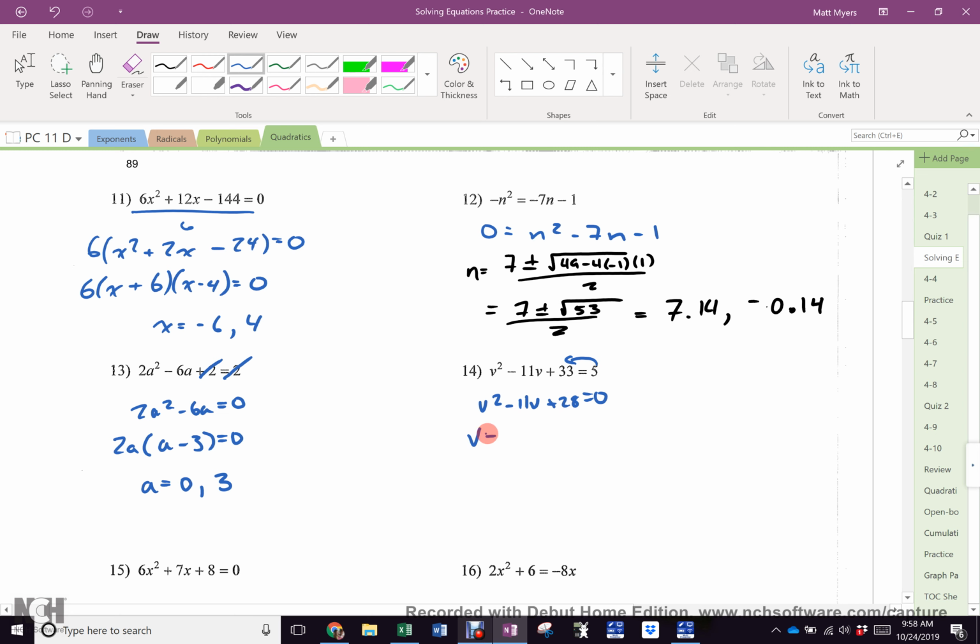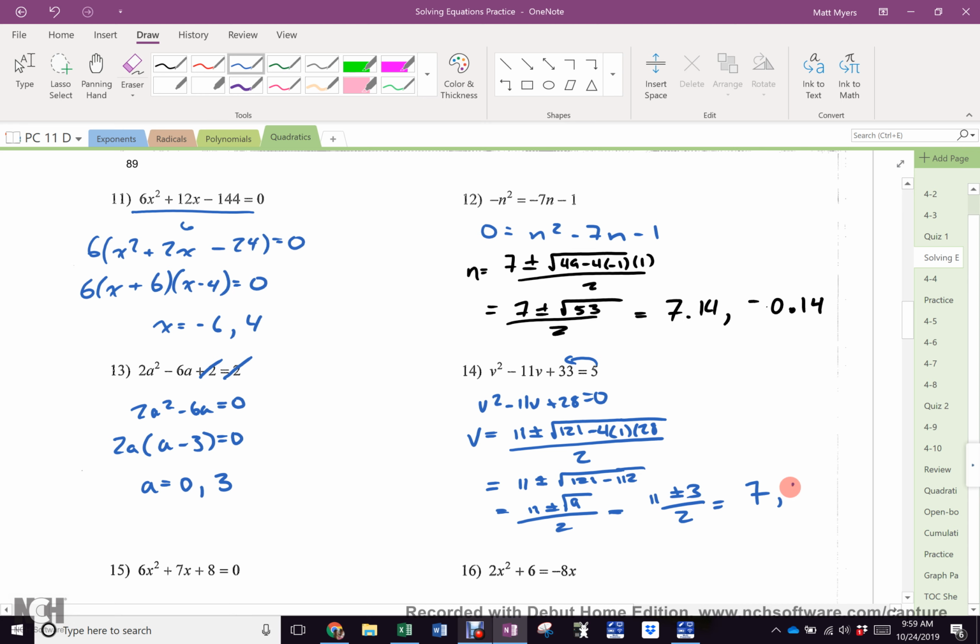V equals 11 plus or minus the root of 121 minus 4 times 1 times 28 over 2. 11 plus or minus 121. 4 times 28 is 4 times 20 is 80. 4 times 8 is 32. Is 112, which makes that 11 plus or minus 9, or root 9 over 2, which gets you 11 plus or minus 3 over 2, which gets you 7 or 4.